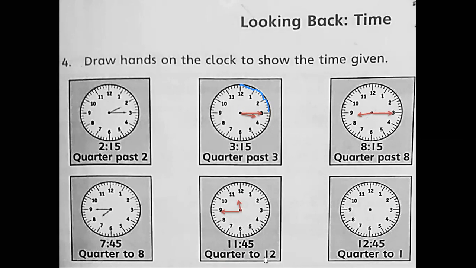Quarter to 12 means 15 minutes are remaining to 12 o'clock. So our hour hand will be in front of 11 and 45 means the minute hand will lie on 9. When you multiply 9 by 5, that is 45. Similarly, next is 12:45, so you can put the hour hand here and the minute hand here.